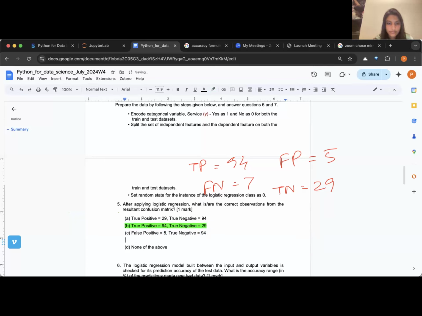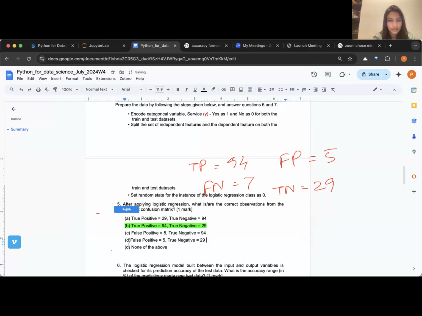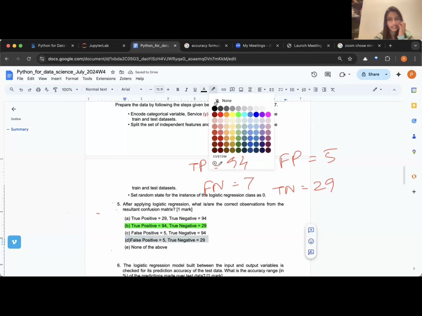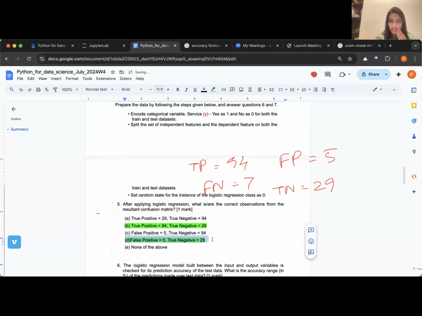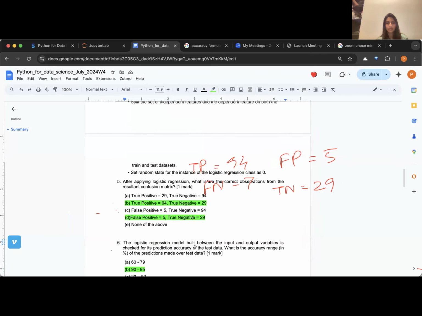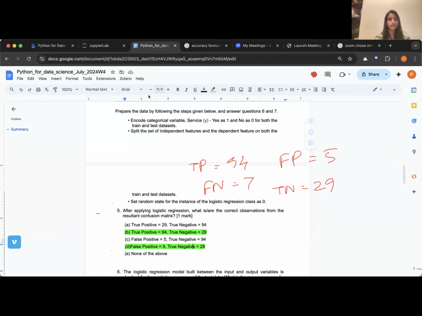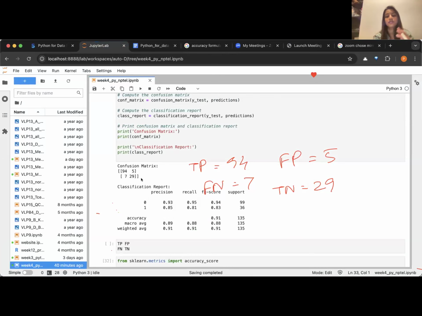Let's say if they had this as an option, you'll have two correct answers, because false positive is 5 is correct, and true negative 29 is also correct. Okay, so this is how you go about such problems. You need to look at all options. You need to know how to generate the confusion matrix. You need to know how to read it.